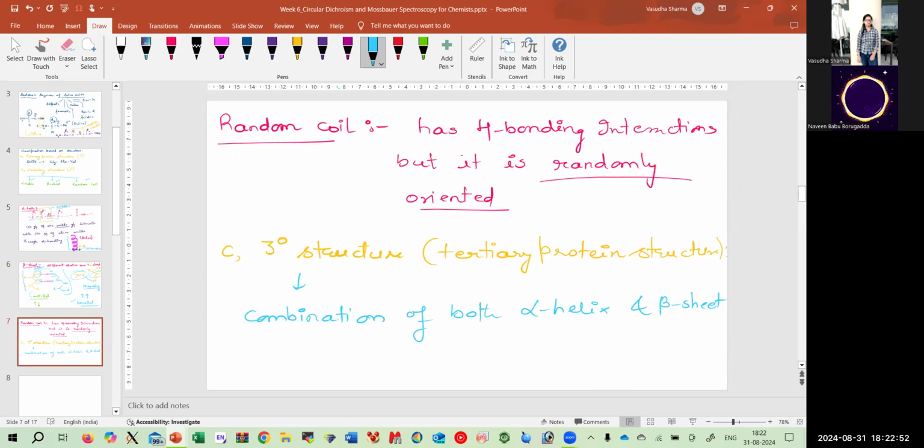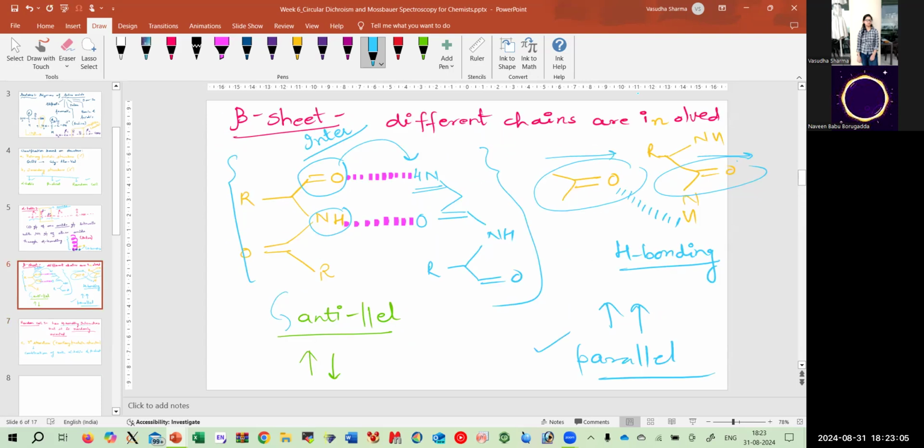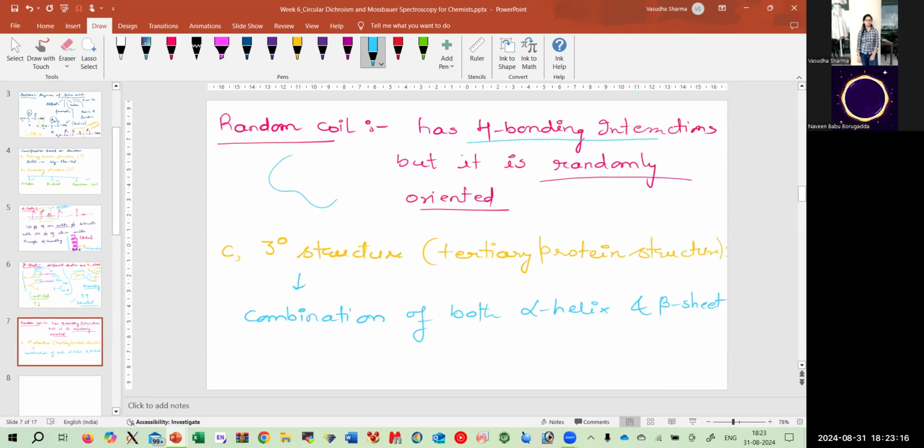Followed by the third type of secondary structure, which is random coil. It also has hydrogen bonding interactions, just like the alpha helix as well as the beta sheet, but as its name suggests, it is randomly oriented. In the other structures, at every step you will get a hydrogen bond because you have a carbonyl and an NH facing towards each other. Whereas in random coil, there is no particular structure. You cannot name the structure. It is randomly oriented, so it is called a coil only.